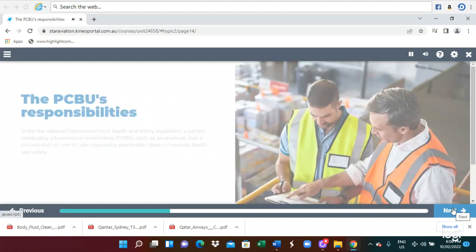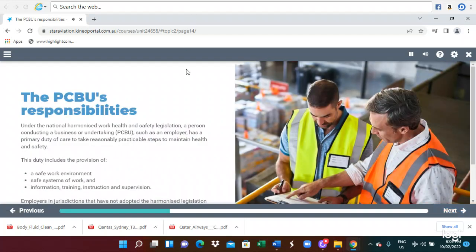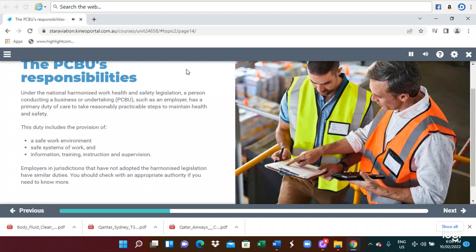Under the National Harmonised Work Health and Safety legislation, a person conducting a business or undertaking, PCBU, such as an employer, has a primary duty of care to take reasonably practicable steps to maintain health and safety. This duty includes the provision of a safe work environment, safe systems of work, and information, training, instruction and supervision. Employers in jurisdictions that have not adopted the harmonised legislation have similar duties. You should check with an appropriate authority if you need to know more.